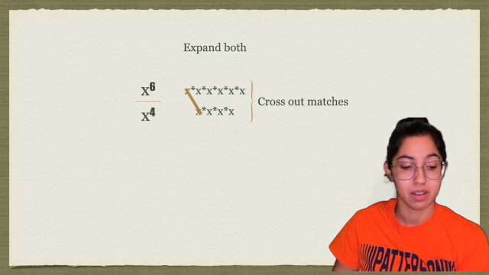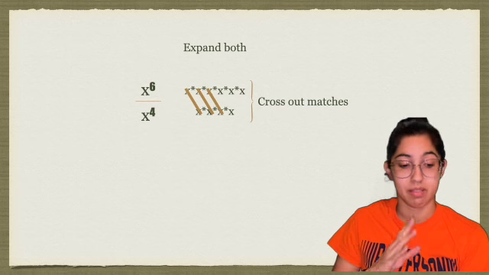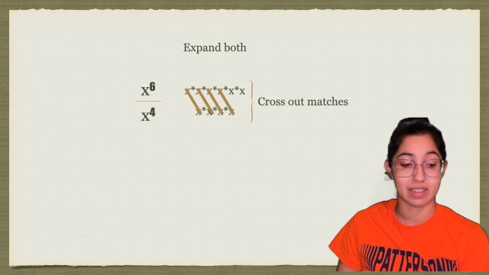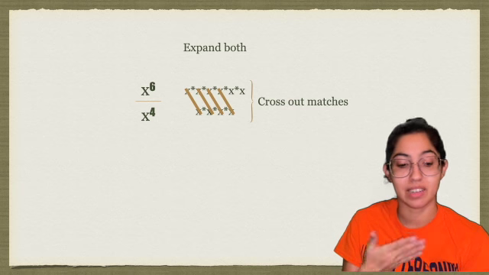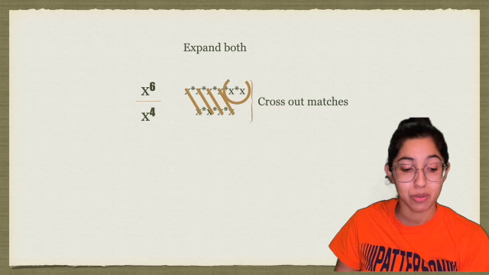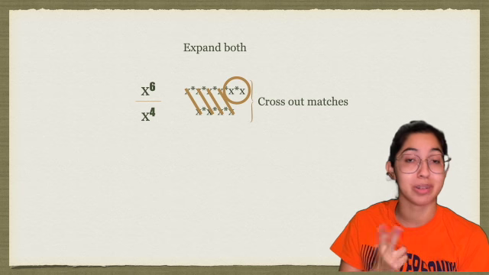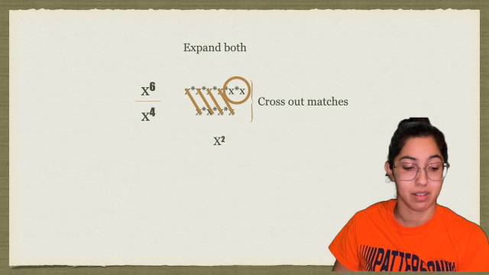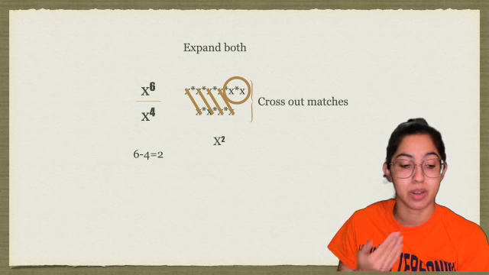So right here, x on top, x on bottom, cross them out. That's a 1. That's another 1. That's another 1. And that's another 1. 1 times 1 times 1 times 1 is 1. So that changes nothing. I'm left with these 2 x's that are being multiplied to each other. So that would just be x squared. And you can also do 6 minus 4 equals 2.